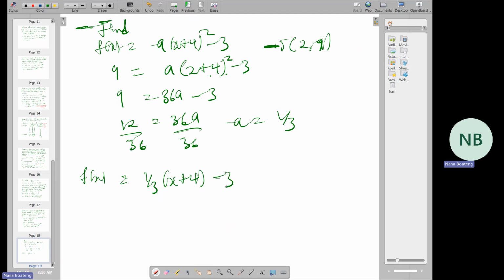All right, so this is how we find the equation of f of x when we are given the vertex and the point it passes through.